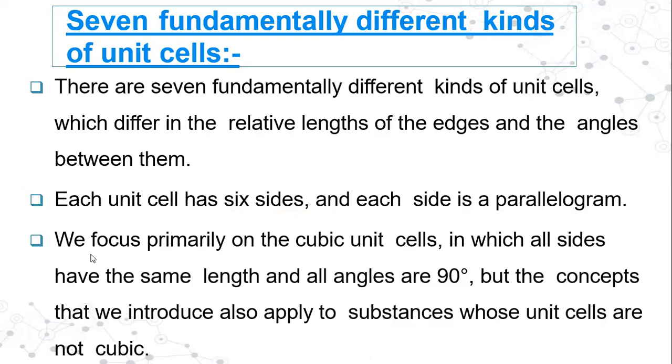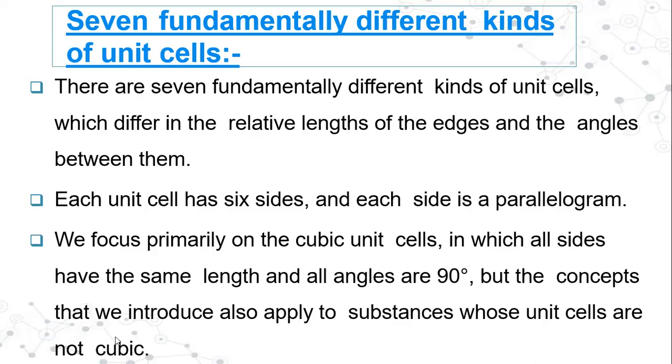First of all, we focus primarily on the cubic unit cells in which all sides have the same length. In the cube you have seen the lengths of the sides are equal in all proportions, and the angles formed at each edge are 90 degrees. So we all know that, it has the same length and all angles are 90 degrees.